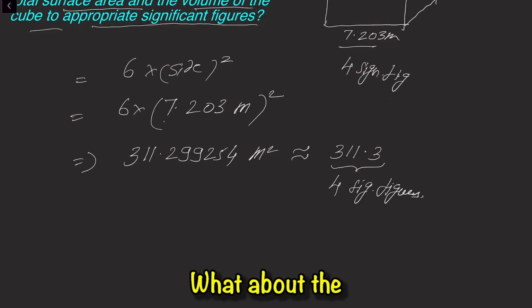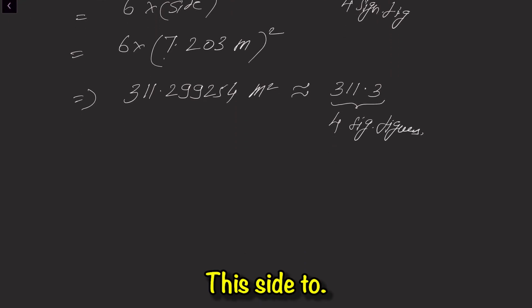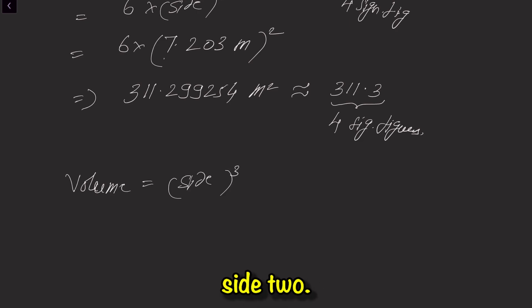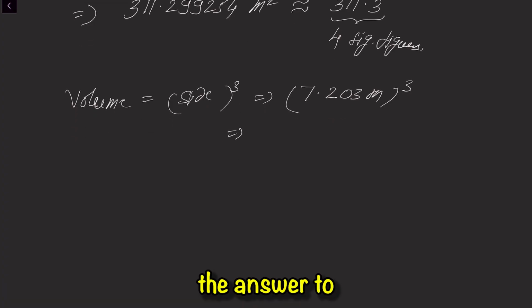Right? What about the volume? Volume is equal to side cube. So it is 7.203 meter whole cube. So what is the answer?